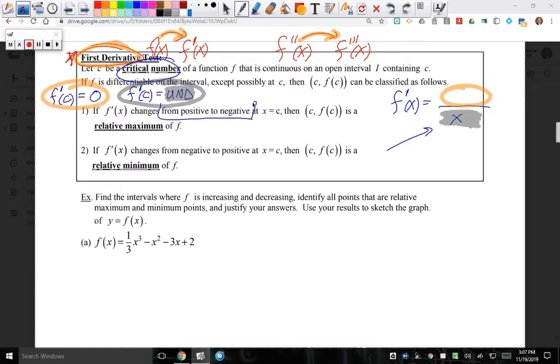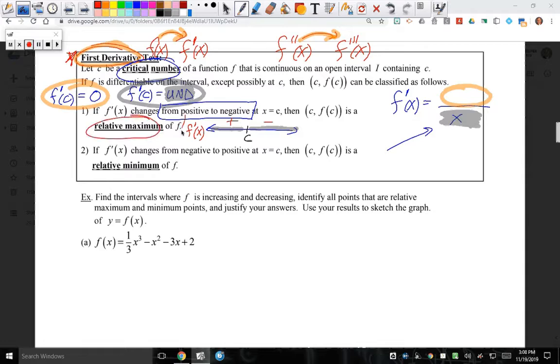Why is it that I can't just put change of signs, instead of from positive to negative? You want to know which way it's changing. Because this right here is saying, here's your critical value, c. I'm analyzing the signs of f prime of x, so I'm going to test two intervals. I'm going to put test points from there and there. And if the signs give me that it changed from positive to negative, that's when I will have a maximum.